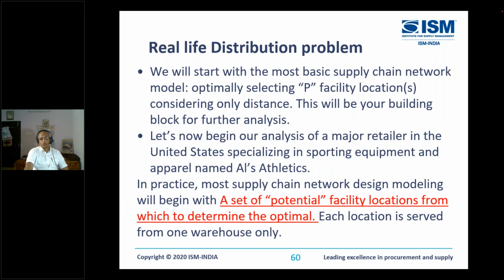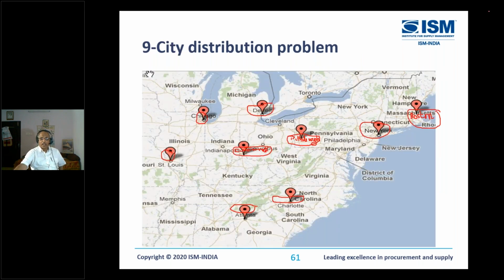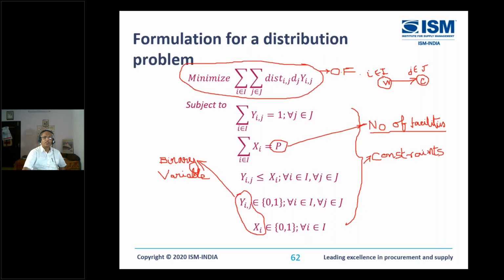So, a real life distribution problem. Now we'll come to the problem. Basically, we want to use P facility locations out of the many locations we have decided. This is an athletic company, and most supply network design modeling will begin with a set of potential facility locations from which to determine the optimal. So suppose we have demand points, St. Louis, 9 cities. So all the names of the cities are given here, and the formulation will be like this. Now it's a little bit complicated.